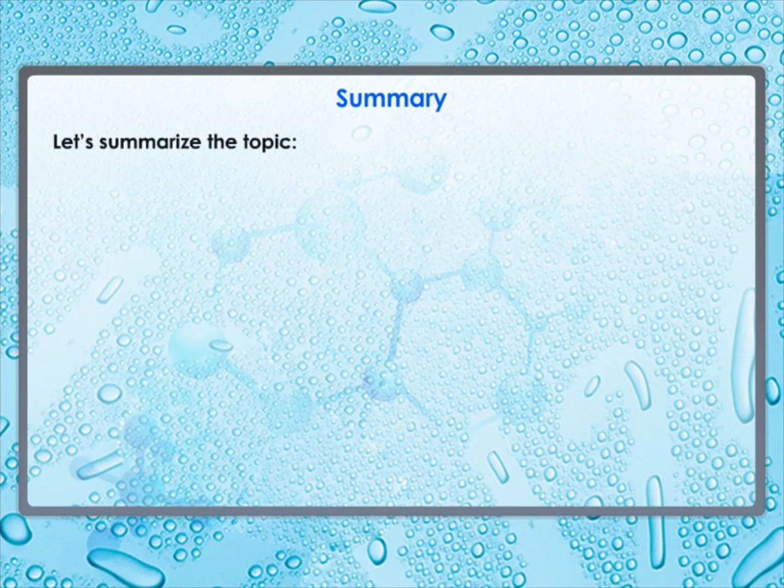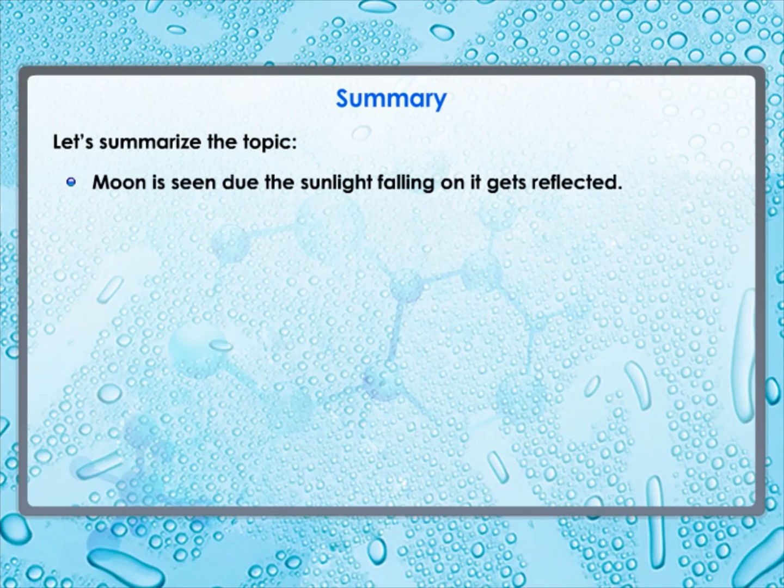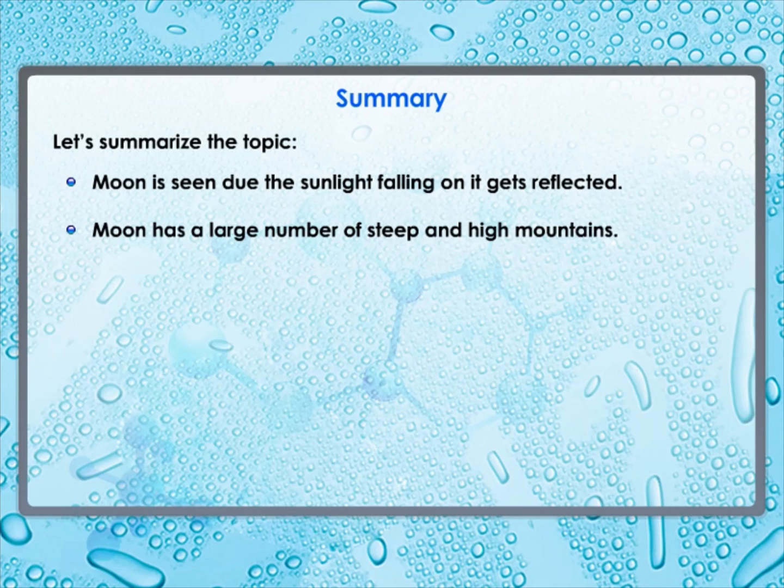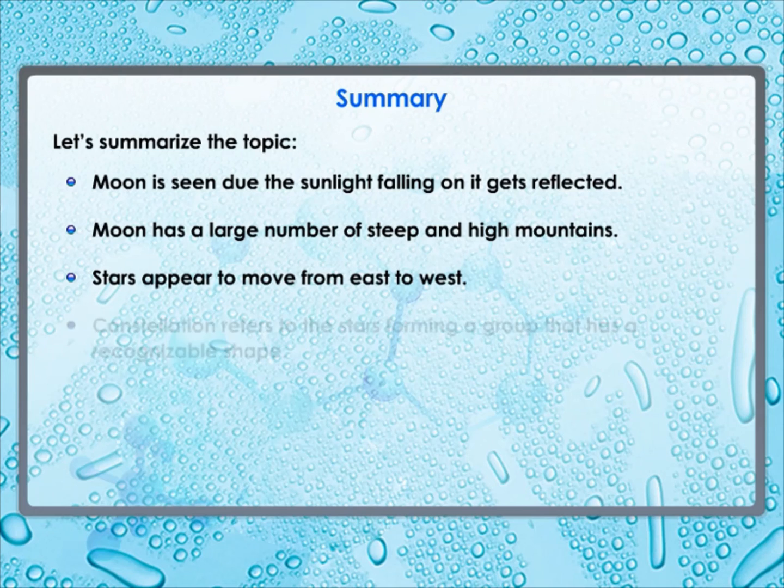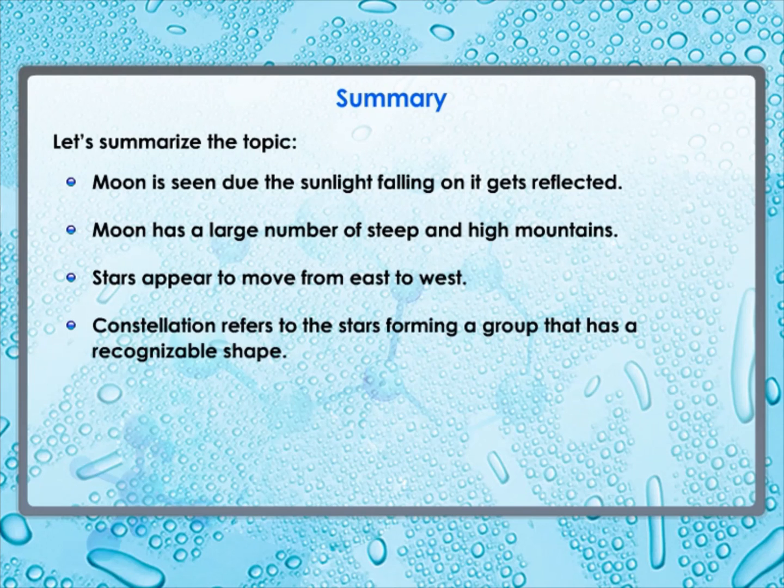Summary. Let's summarize the topic. Moon is seen due to the sunlight falling on it getting reflected. Moon has a large number of steep and high mountains. Stars appear to move from east to west. Constellation refers to the stars forming a group that has a recognizable shape.